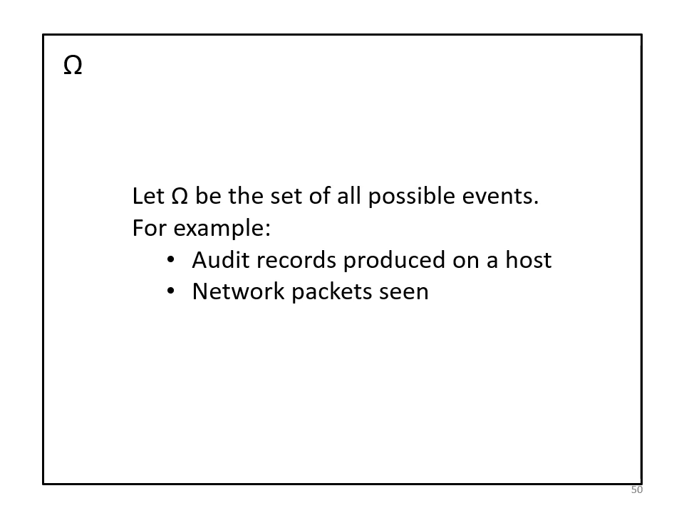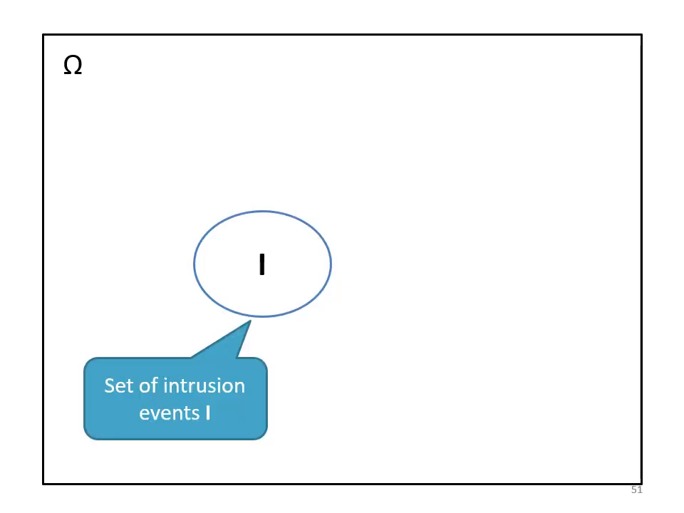On a host, it might be all the log records in your syslog that you're looking at to detect whether there's been an intrusion or not. This is the world of all the things that you see. Within this, we have set I. These are the actual intrusions where somebody has broken into your system or is trying to break into your system. This is what we're trying to detect. This is what we're trying to prevent. So far, so good.